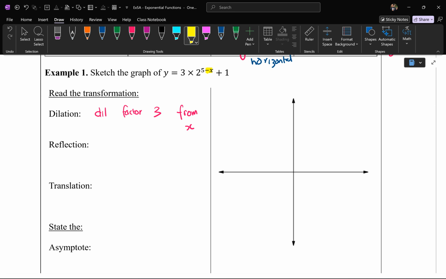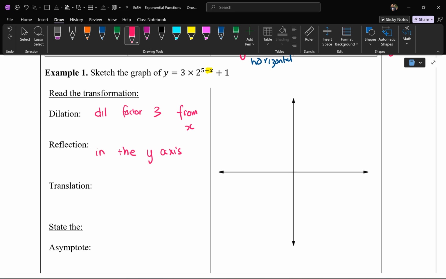Very good. So that 1 in front of the x, anything that's multiplying the x, okay? So right now I've got a negative 1 times the x. That's why there's no dilation factor, except it's a factor of 1. But there is a negative, so hence it is a reflection in the y-axis because you're affecting the x values, okay? Next one, translation. Give me a translation that you can see.